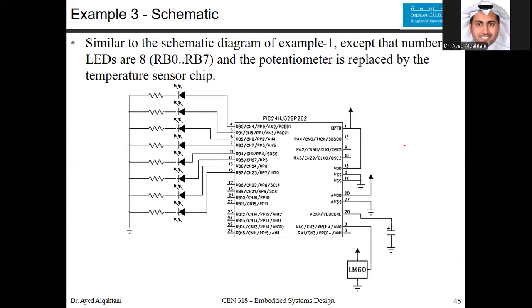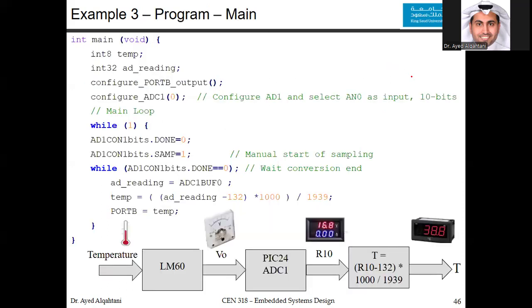Now, let's see what to do with the coding. We did the interface, so we need to do the coding next. In the coding, we call configure port B output. So we configure the port B from bit 0 to bit 8 as output, and we discussed this in the GPIO previously. We call configure ADC1 and we give it AN0. We already did that in one of the previous slides in this talk.